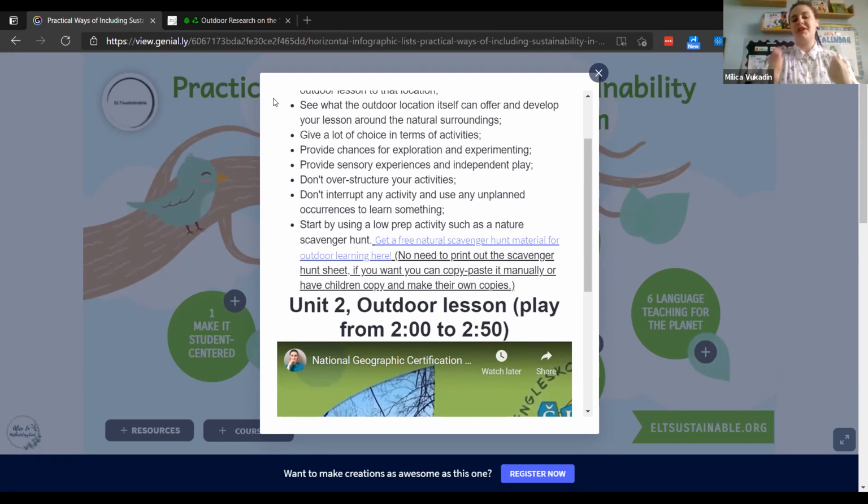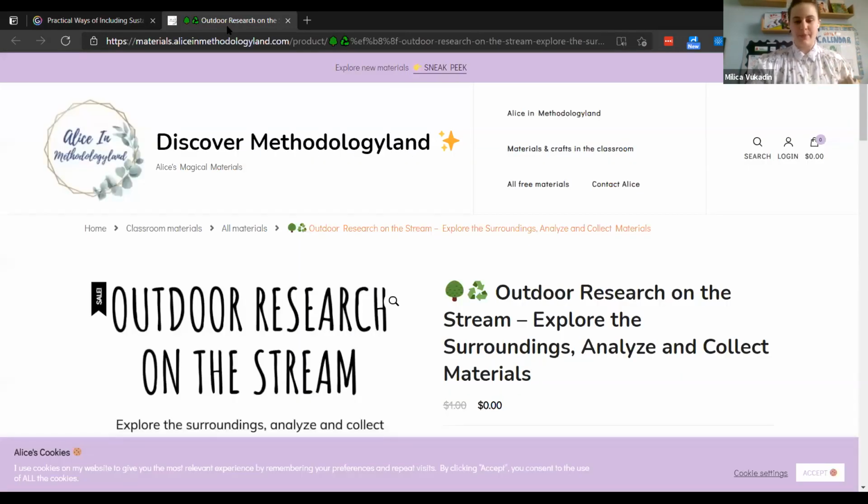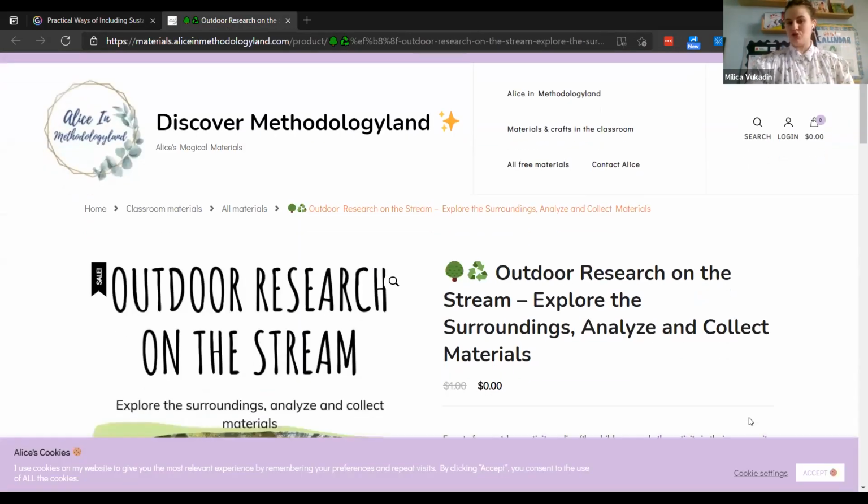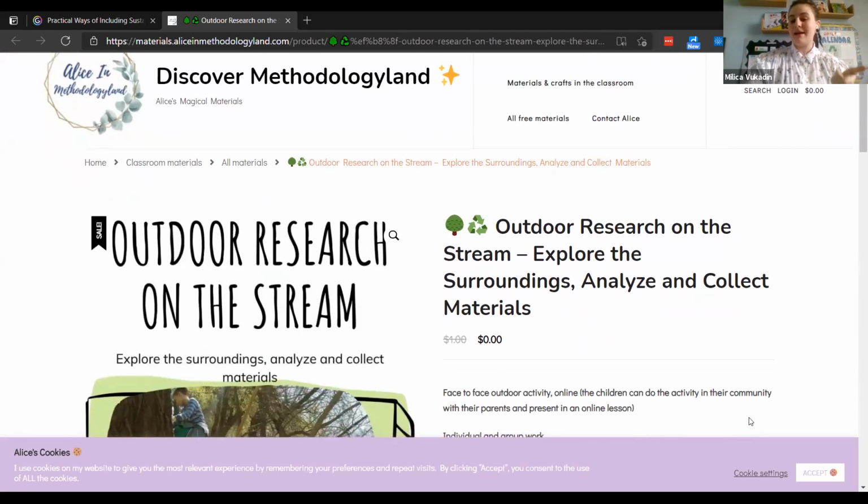Then provide chances for exploration and experimenting. For example, as I showed you, this outdoor research on the stream is a paper which gives the students the chance to explore surroundings, analyze, and collect.